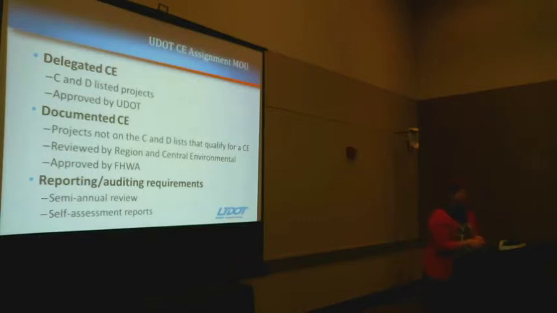So also with our CE assignment, we have a lot of reporting requirements that we need to do. We have a semi-annual report, essentially, that we send to FHWA that lists everything we've done in the past 6 months. And then we also do a self-assessment report. The reporting varies on that, but I think now we're at an 18-month cycle where it actually goes back through everything we've done. We kind of do essentially an audit on ourselves. So even though they're reviewed and approved at the region level, Central Environmental will go back and do an audit on those CEs and double check for a list of things.